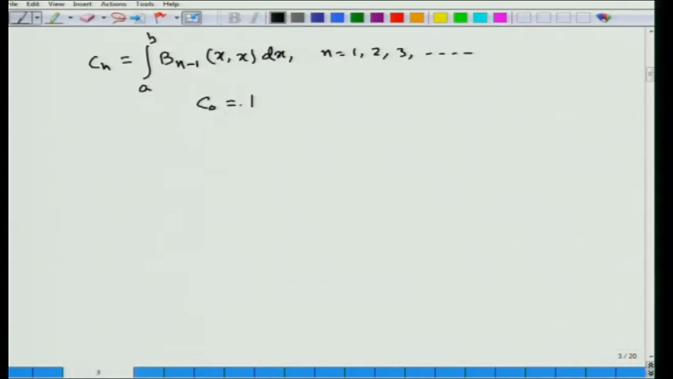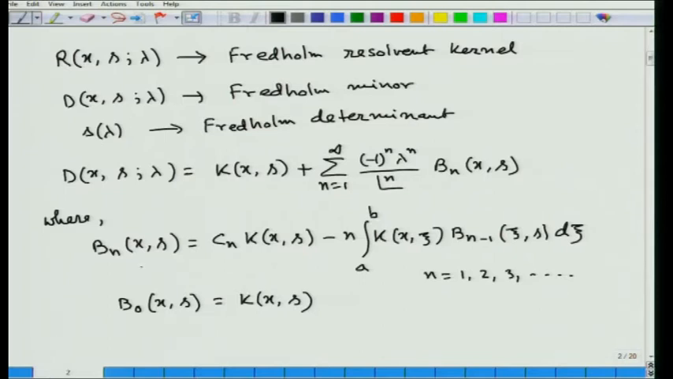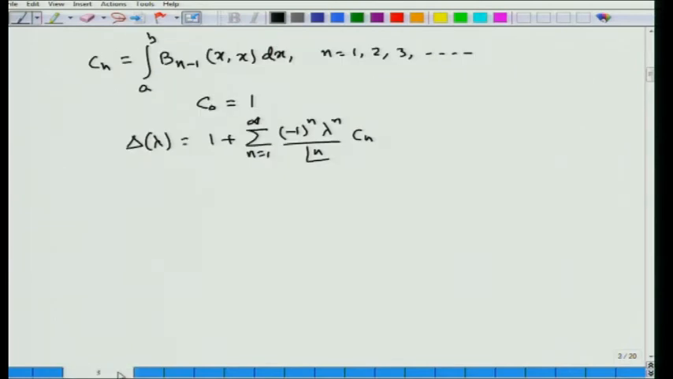So, with these definitions for C_0 and C_n, we can now define Delta(lambda), which is equal to 1 plus sigma n running from 1 to infinity, (-1)^n lambda^n by factorial n times C_n. So, this is the definition for Delta(lambda). We have already defined D(x, s; lambda). So, if we are able to evaluate each B_n(x, s) and these C_n, then we can find the Fredholm resolvent kernel R(x, s).